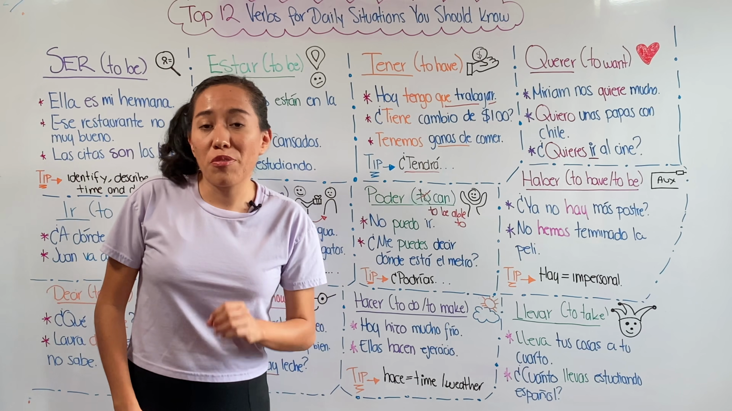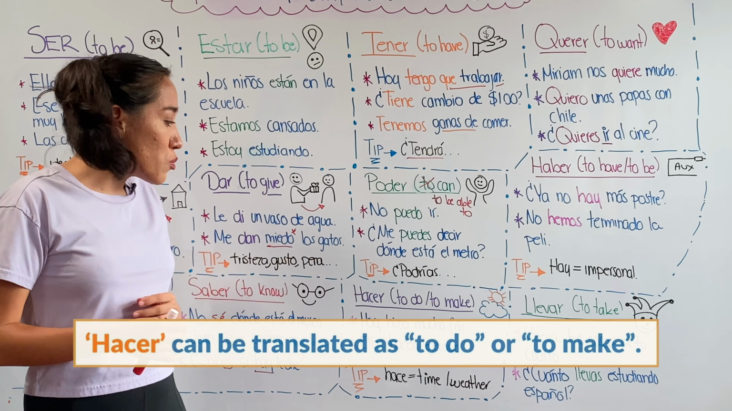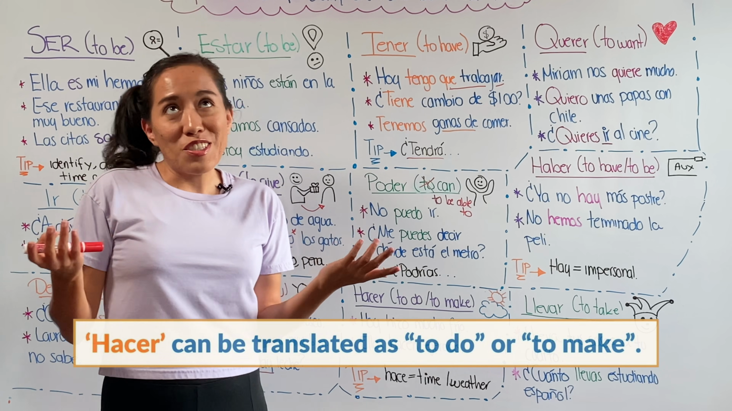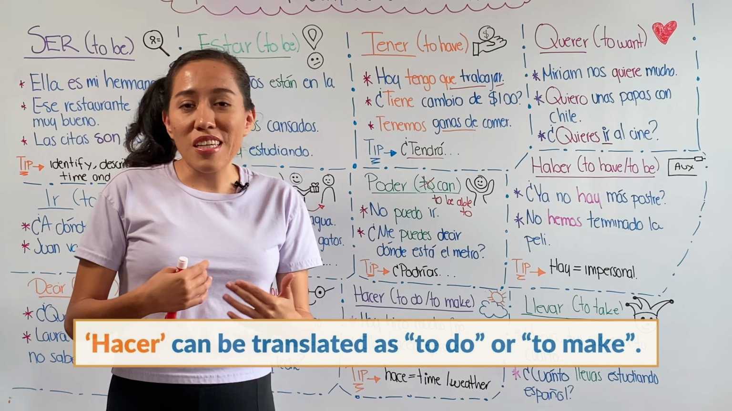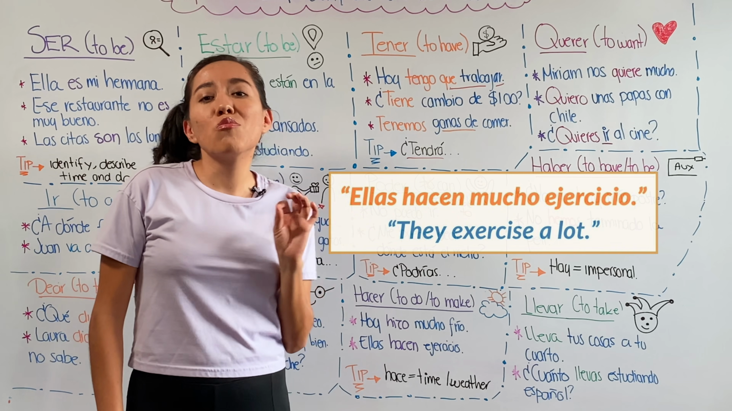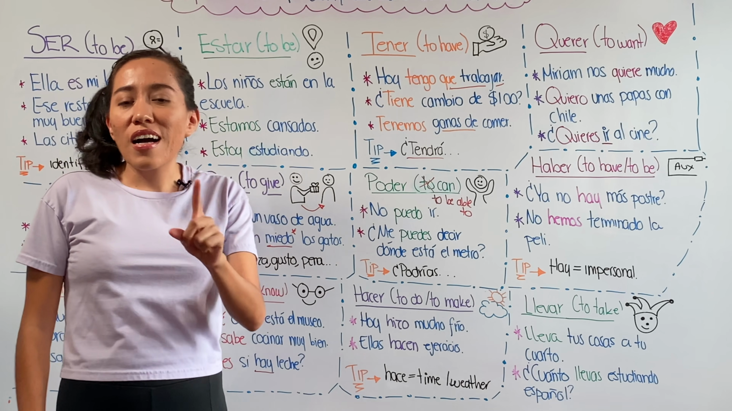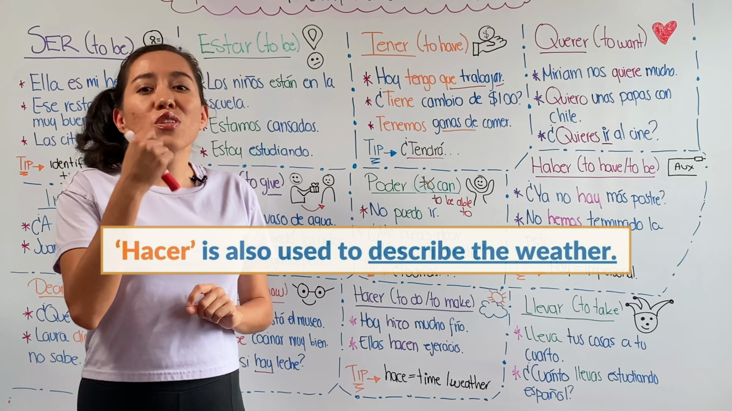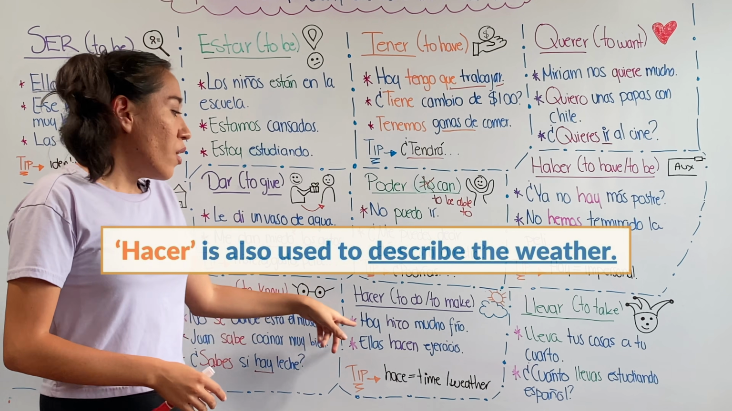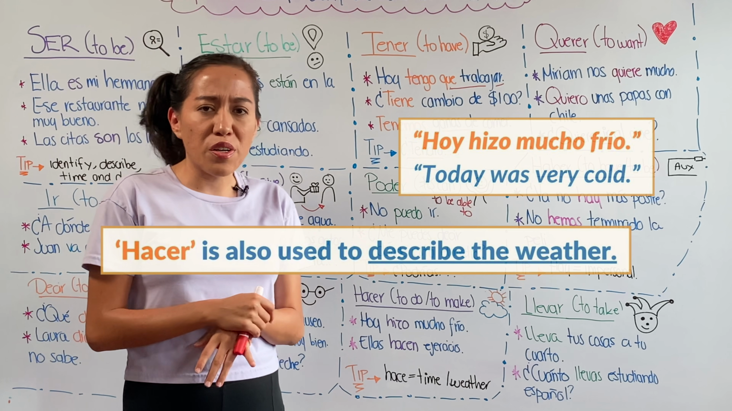The next verb is hacer. And hacer means to do or to make. We use it, as you can imagine, to talk about the things people do. For example, ellas hacen mucho ejercicio. They exercise a lot. But we also use this verb to describe the weather. Hoy hizo mucho frío. Today was very cold.